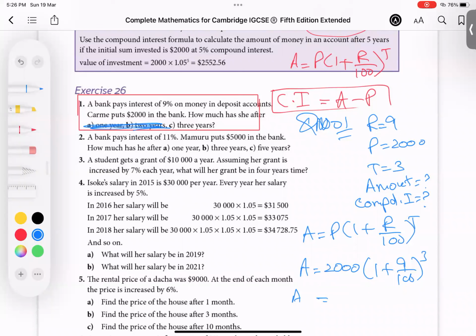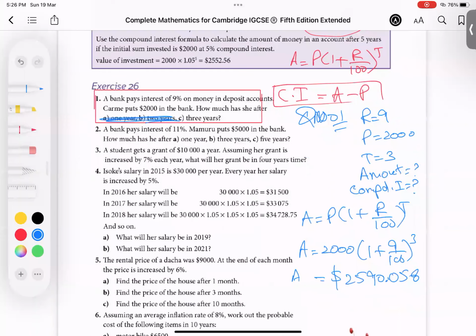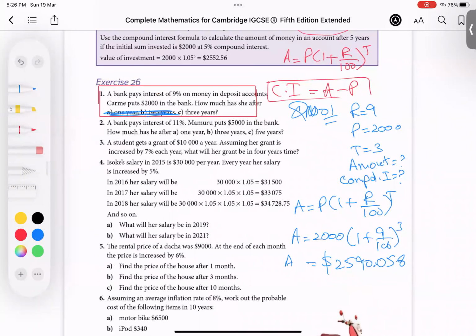And my answer is coming: $2,590.058. I write 3 SF later, whatever, but I tell you, currency always write 2 DP. Currency is written to 2 decimal places. I write later, okay? All right. But this is called a net amount. Because I said before, this compound interest formula gives you directly the net amount.